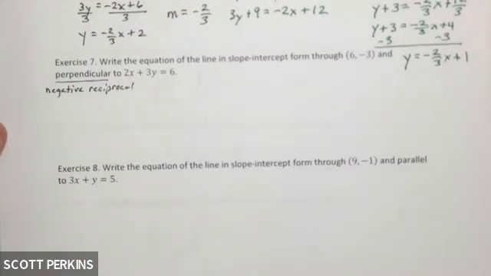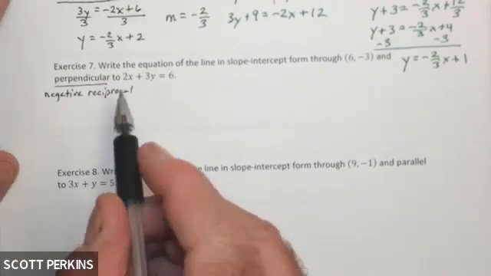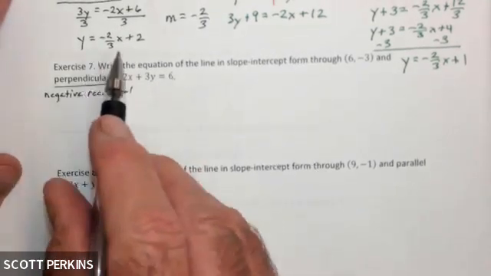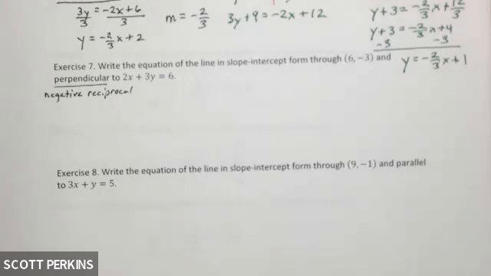All right, so give that a try. This is the same equation as the previous one, so you already know what the slope of the previous line is. That saves you a little bit of busy work on this problem.